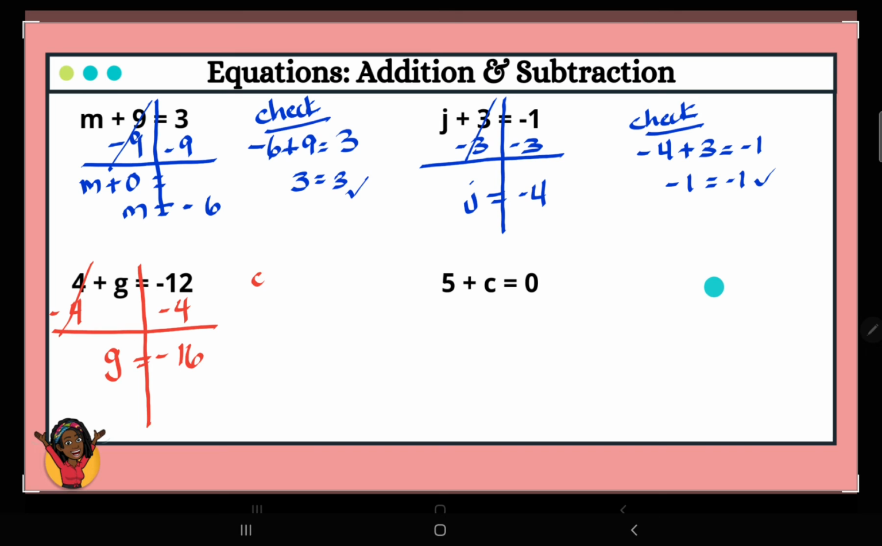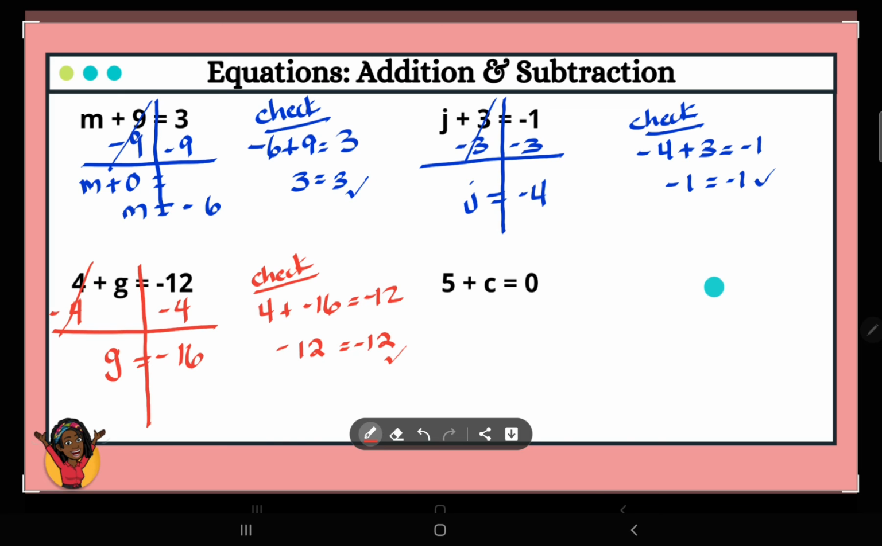Let's go ahead and check our work. So I have 4 plus negative 16 is equal to negative 12. Here I have different signs, a positive 4 and a negative 16. So I'm going to subtract. 16 minus 4 is 12. Keep the sign of the larger number, which happens to be negative, so that's a negative 12, is equal to negative 12, and that is indeed balanced.